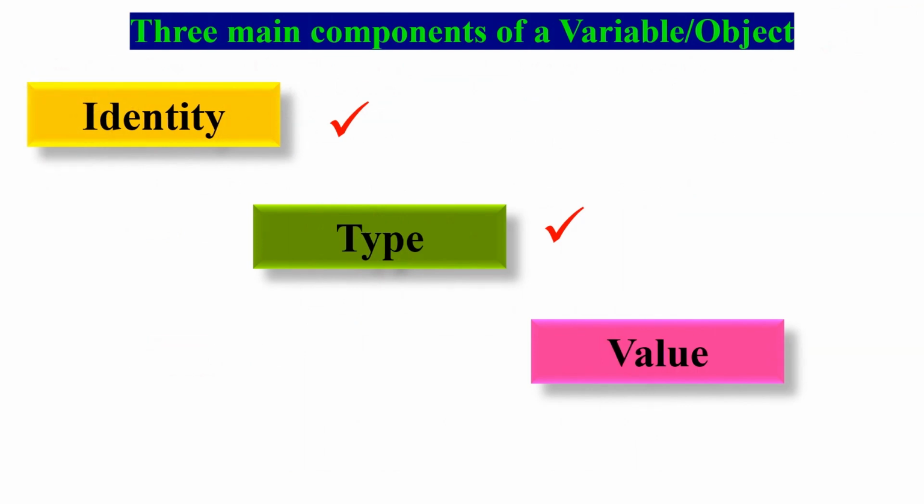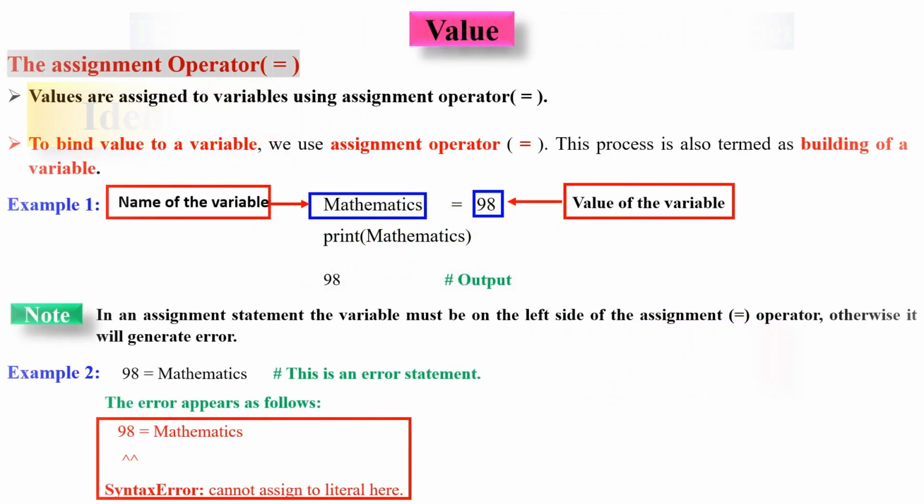Until now, we have completed the identity of a variable and data types of a variable. Next, we will learn about the values of a variable or object. In Python, you can create variables and assign values to them using the assignment operator =. Look at example 1. In this example, a variable named mathematics is created and assigned the value 98. The print function outputs the value of the variable mathematics as 98.